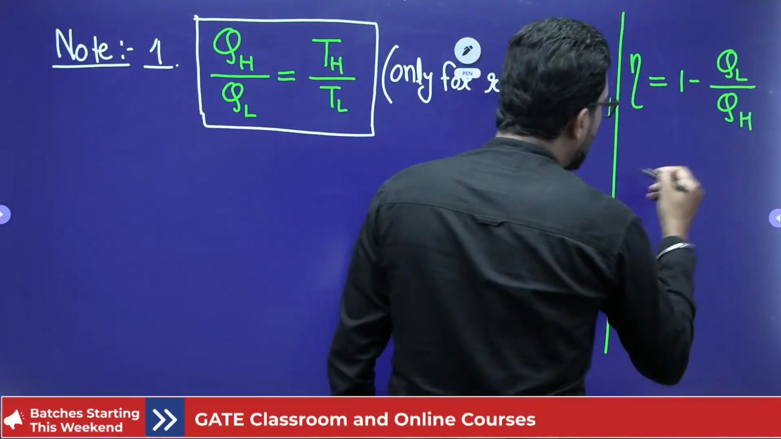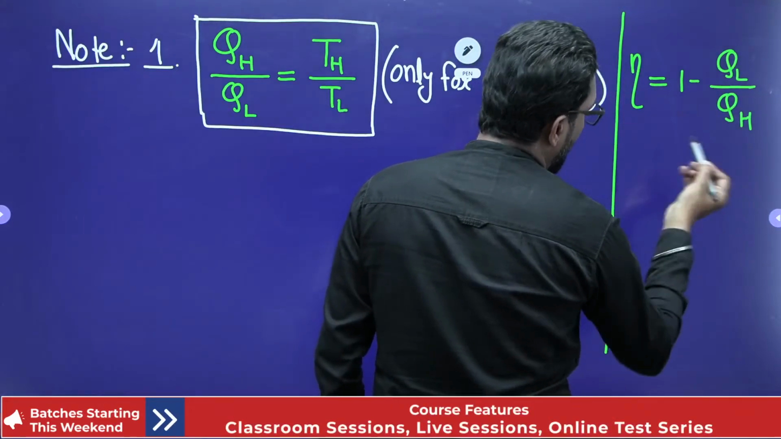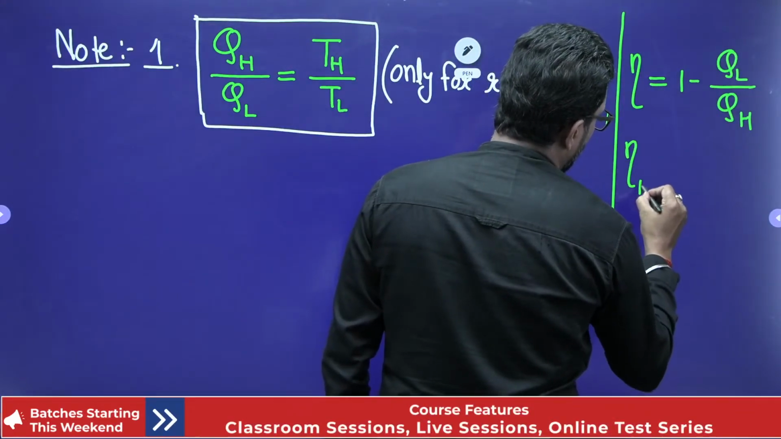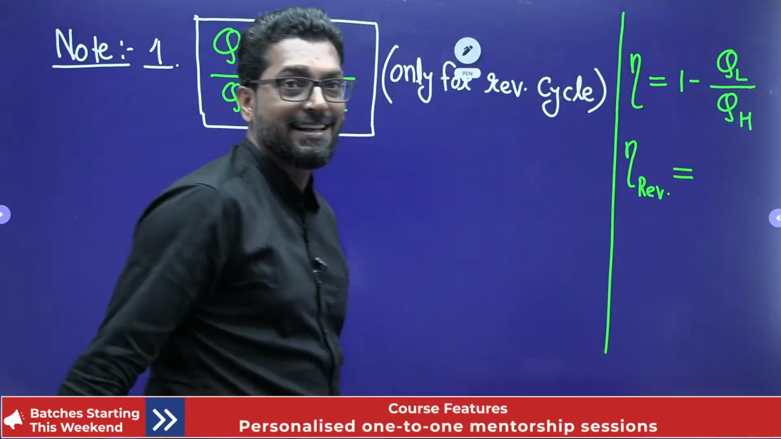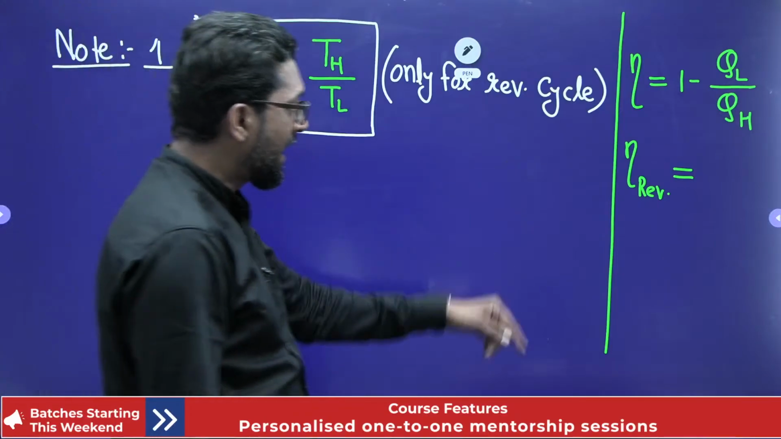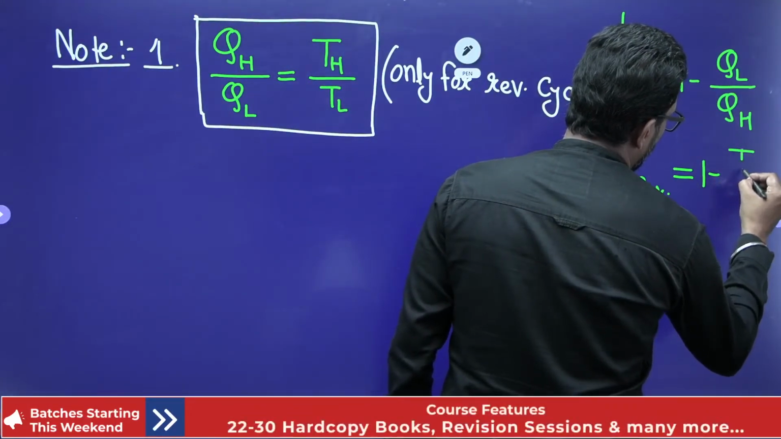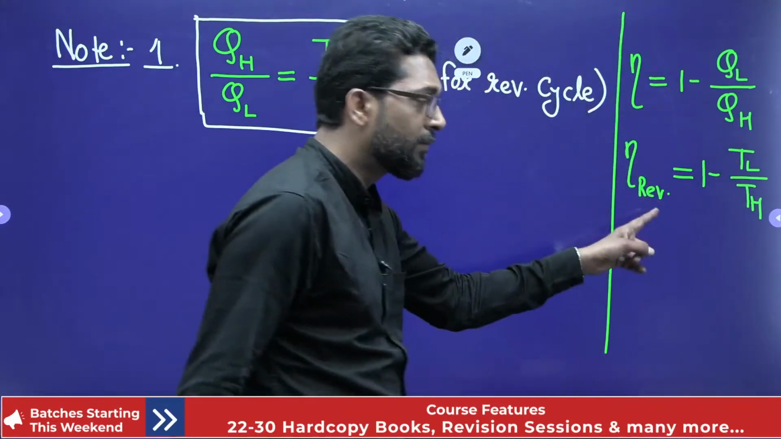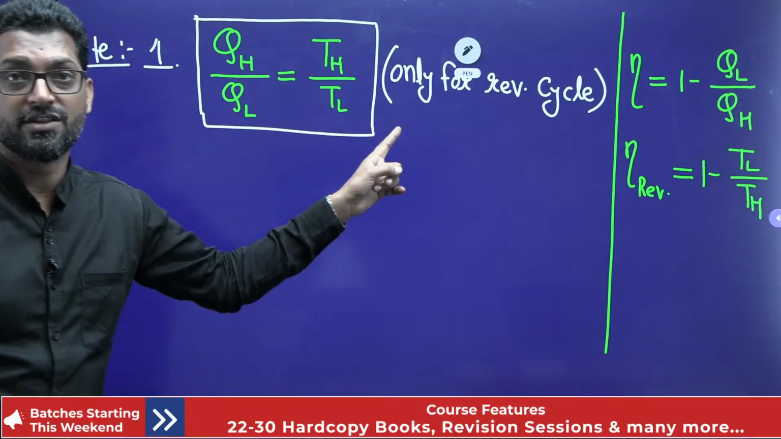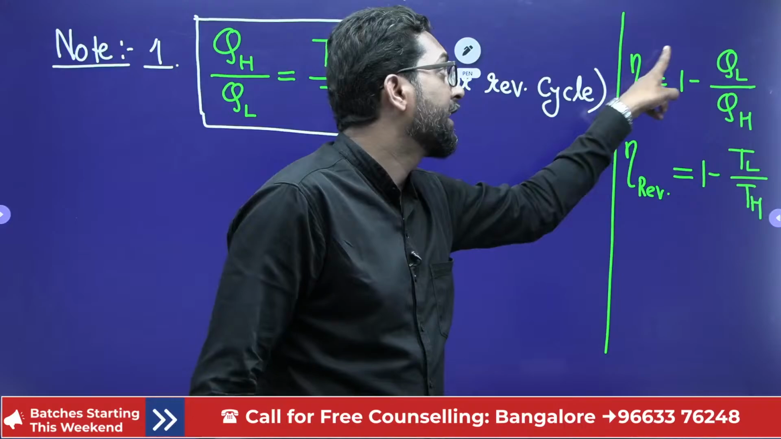Right? If that cycle is a reversible cycle, you can write it like that: 1 minus TL by TH, no problem. That is given by the absolute thermodynamic temperature scale. Okay. That means this equation is applicable for any cycle.